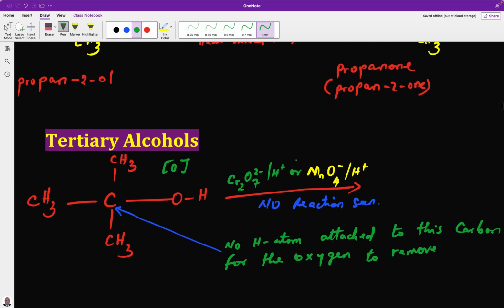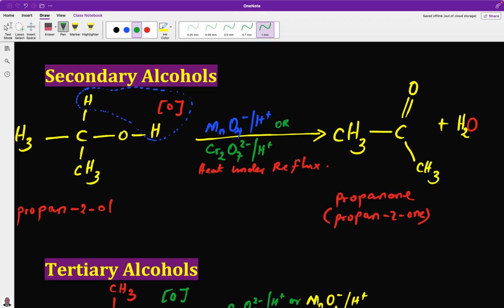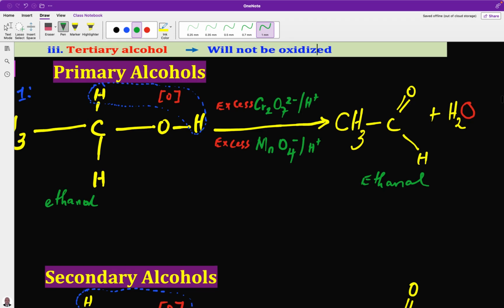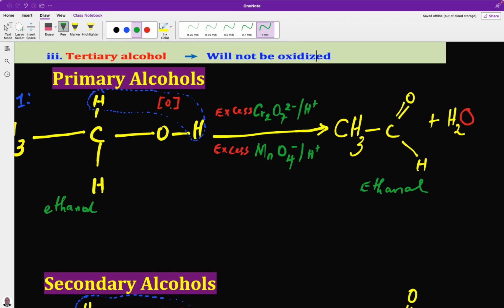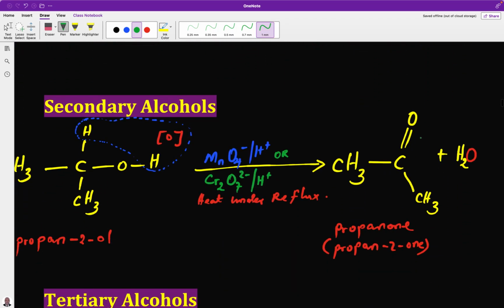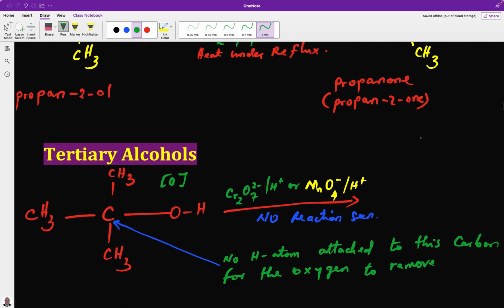In the case of secondary alcohol, these are hydrogen atoms that this oxygen that has been added will remove. In primary alcohol, the same thing happened. This is oxygen here, and these are hydrogens that the oxygen removed to form a molecule of water. But in the case of tertiary alcohol, there is no hydrogen here. In that case, there is no oxidation, and consequently, there is no reaction.